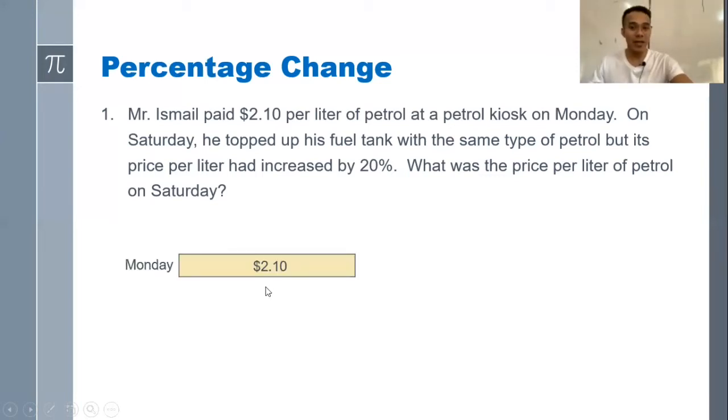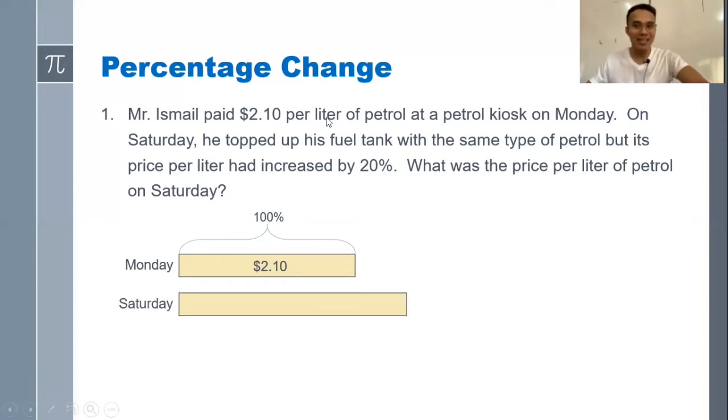And that is represented by this bar model. And since this is the original price or original quantity, then this is going to be our 100%. It says here, on Saturday, he topped up his fuel tank with the same type of petrol, but its price per liter had increased by 20%. It means that the bar model for Saturday should be longer than that on Monday. Something like this. And this excess here is the increase. This one is the increase, and this is going to be 20%. The question is, what was the price per liter of petrol on Saturday? So this is the question mark.